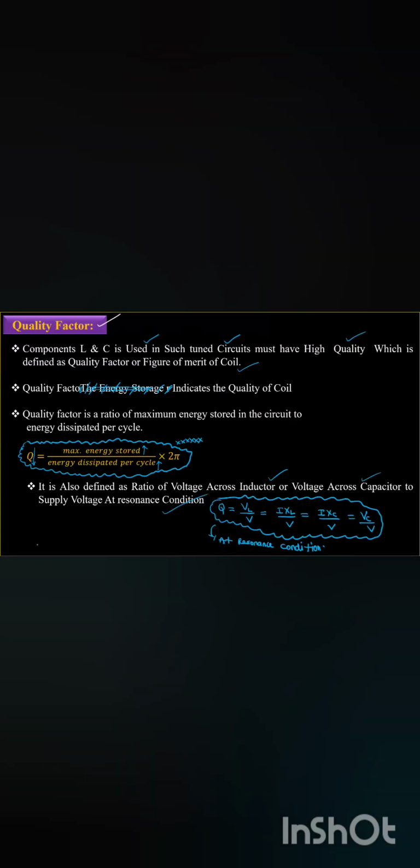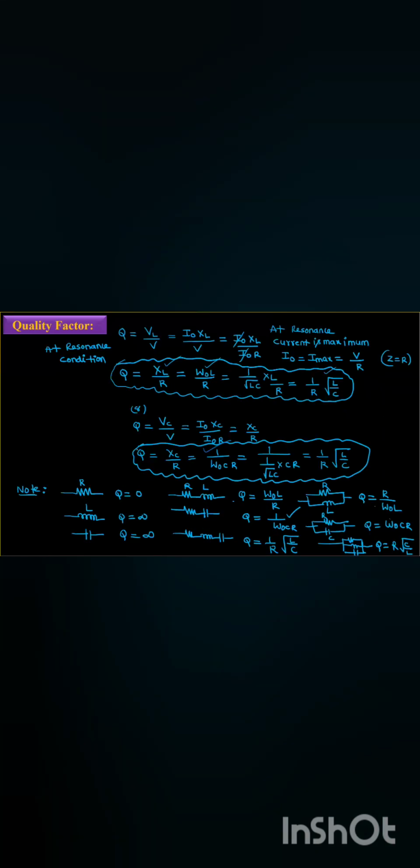Similarly, if you write the voltage across the capacitor, what is VC equal to? I naught into XC. All these are at resonance condition. What is I naught? V by R into XC. How to write XC? XC equal to 1 by omega naught C. At resonance condition, 1 by omega naught CR into V. But what is 1 by omega naught CR? It is also Q. I have written the quality factor formula, friends. This 1 by omega naught CR equal to quality factor.